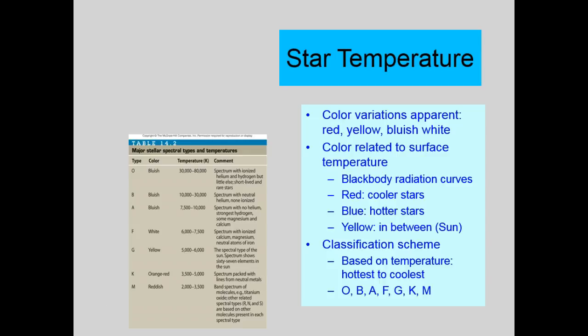Then the Fs are the white stars. These are still hot stars, but 6,000 to 7,500 K. The spectrum has ionized calcium, magnesium, and neutral atoms of iron. So that's getting down to heavier atoms. And here where we live, G, our sun, yellow in color, 5,000 to 6,000 K. We're actually 4,600, so we really are orange red, but we're counted a G star.